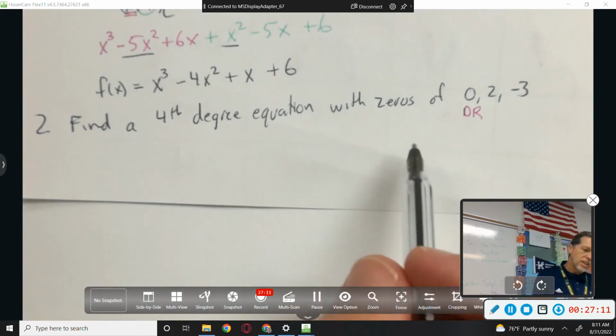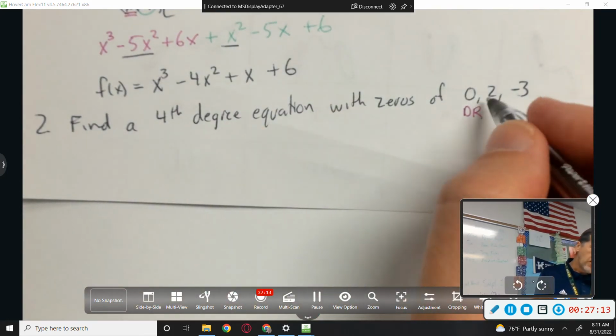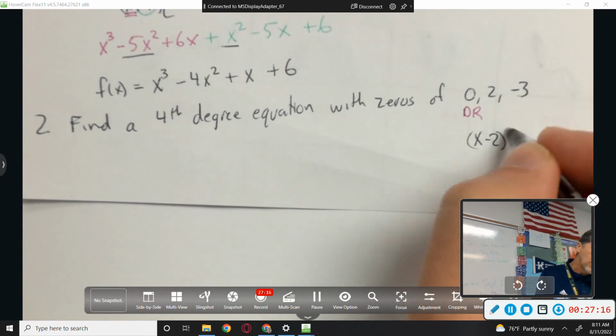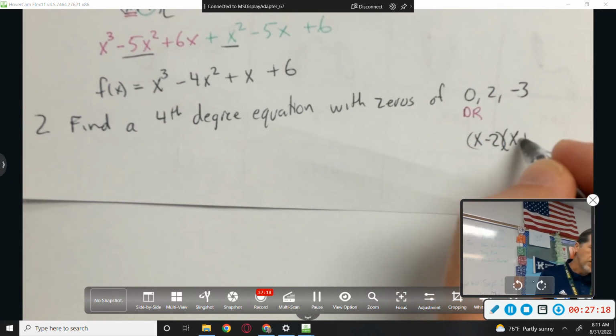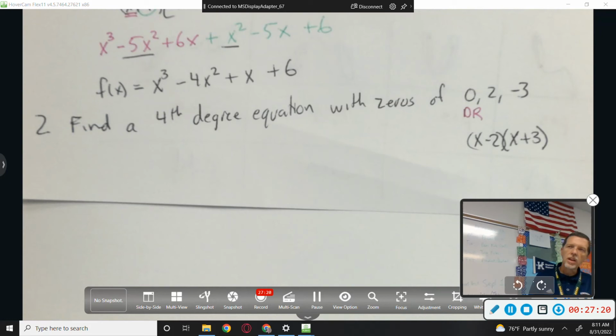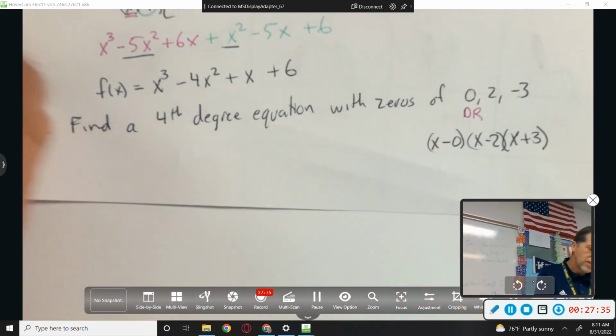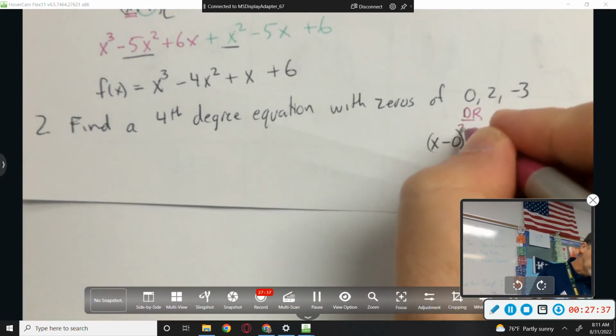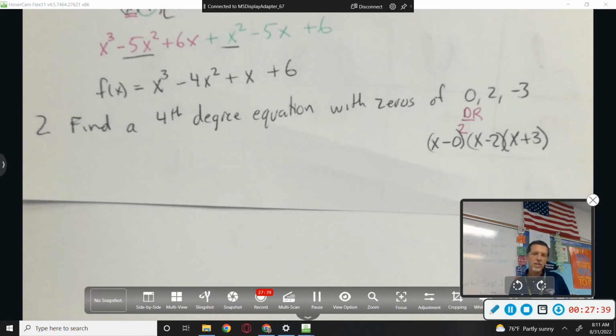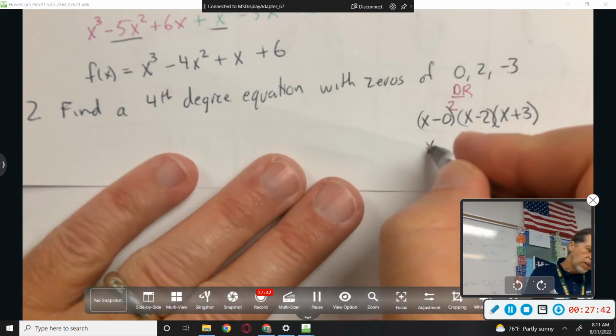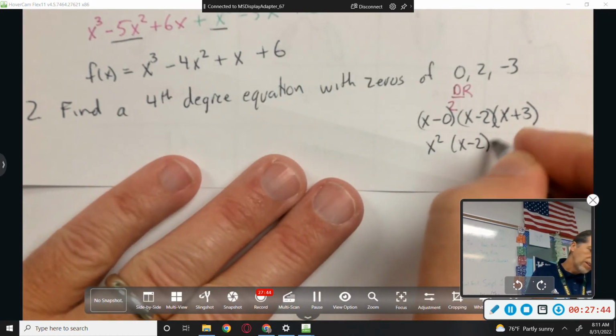The factor with 2 would be x minus 2. The factor to get negative 3 would be x plus 3. What factor would give us 0 as an answer? You could back up and just say x minus 0. And then double root means you would square it. So x squared, x minus 2, x plus 3.